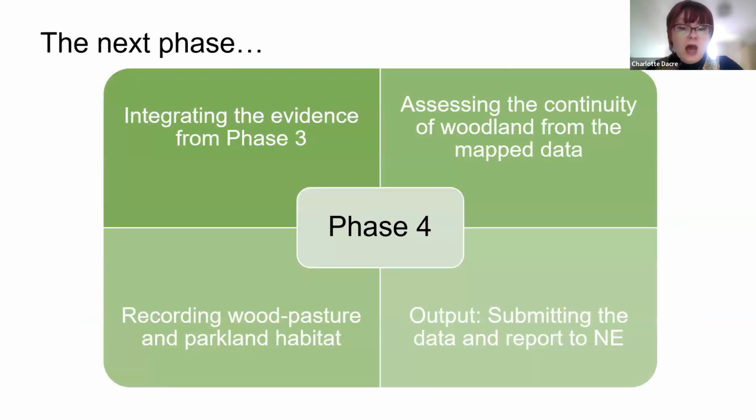No, it's fine. So phase 4 is what we're going to be moving on to next, hopefully in a couple of months. What we'll be doing is integrating the evidence we've got from phase 3, assessing whether those woodlands were continuous or not. So do they have the ancient features? It's quite a large list of different criteria on what would or wouldn't meet an ancient woodland for this project. But continuity is the most important one, it's the most valuable one to us. Then recording those wood, pasture and parkland habitats and submitting the report.